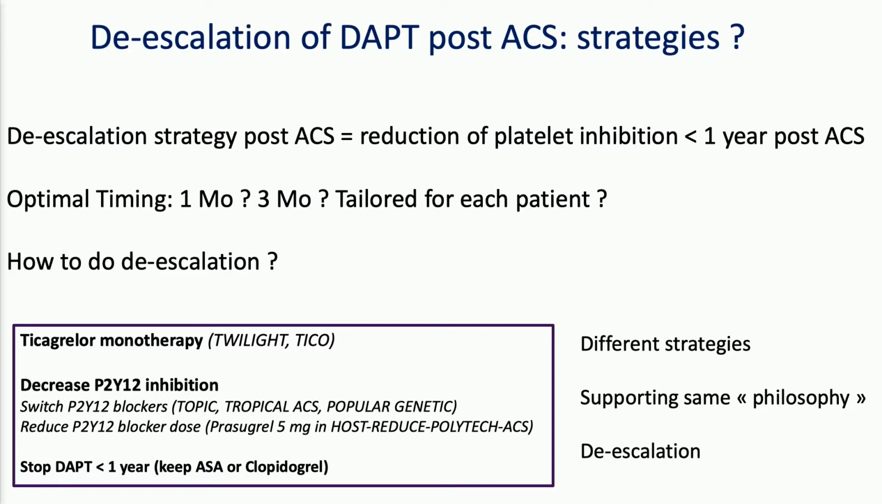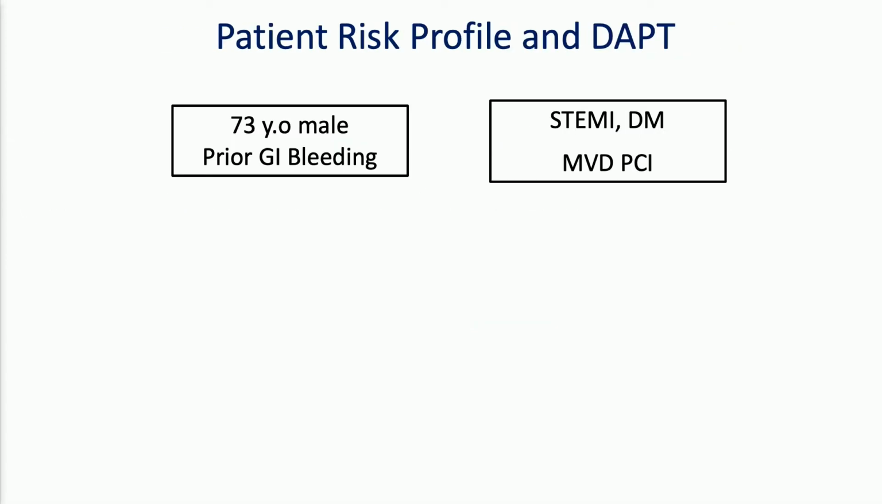We have many options coming from recent scientific studies. The first one is to give ticagrelor monotherapy without aspirin at 3 months, like it has been tested in the TWILIGHT and TICO studies. Or we can decrease P2Y12 inhibition by switching strategies, as we used in the TOPIC study, or just reducing the dose, like prasugrel in the recent Lancet published study. Or we can even stop DAPT before 1 year.